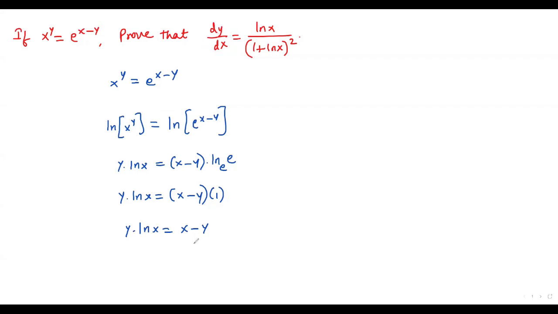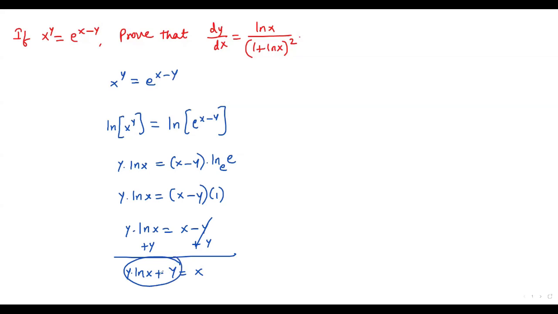Okay, now to solve for y, we have to collect the terms which contain y on one side of the equation. Let me add y to both sides to get rid of the term which contains y on the right side. So this negative y, positive y will cancel. Then I'm getting y times ln x plus y on the left side. On the right side we just have x.